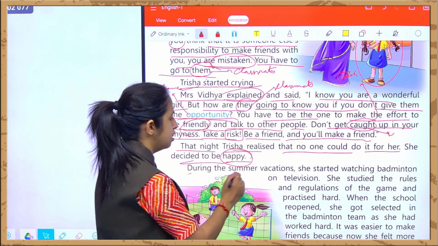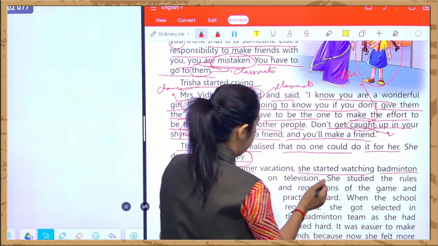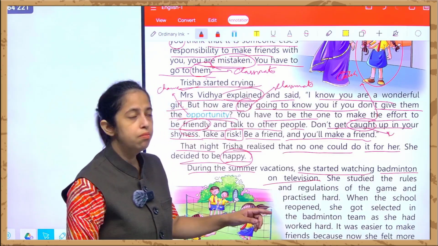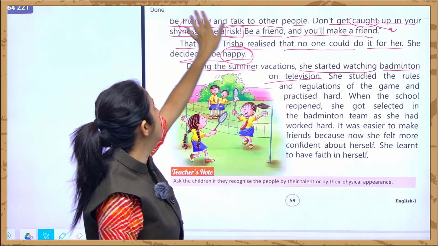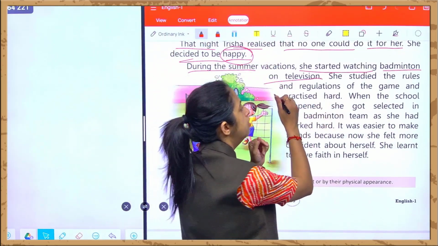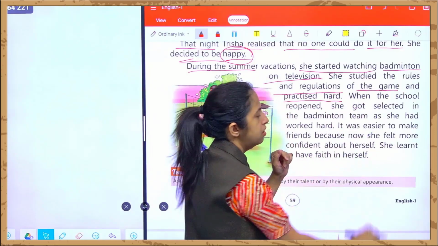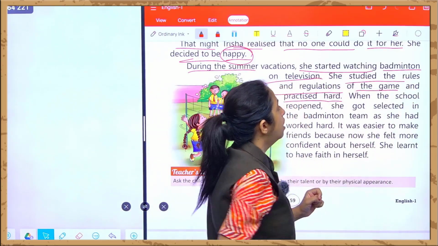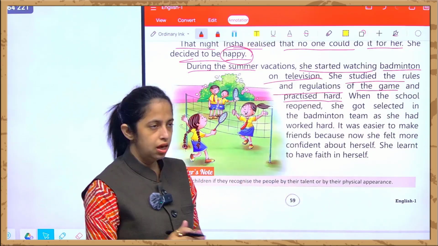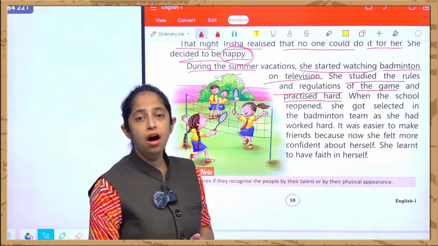And during the summer vacation, she started watching badminton on television. When the summer break happens, she started watching the badminton on the television, and she studied the rules and regulations of the game and practiced hard. And at that time, what did Trisha do? She studied the rules and regulations of the game, and she started practicing hard.